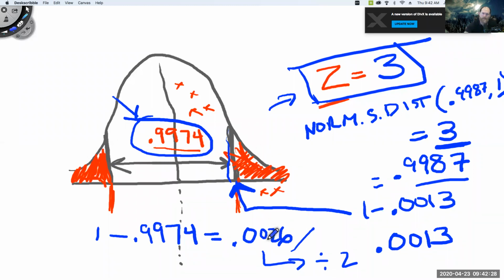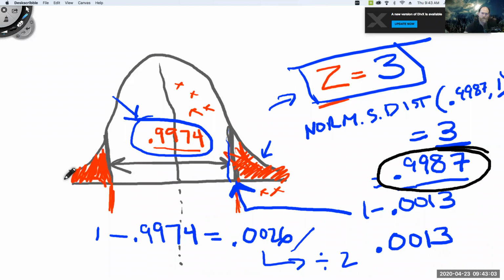Okay, we've got to take that and divide it by 2, and that will give us one of these. And then we've got to do a 1 minus of that number that we divided by 2. That will give us this number here, this 0.9987. So you can't use this 0.9974 and go to the Z table. That would give you an erroneous value for Z. You have to figure out what the 1 minus is for that tail.